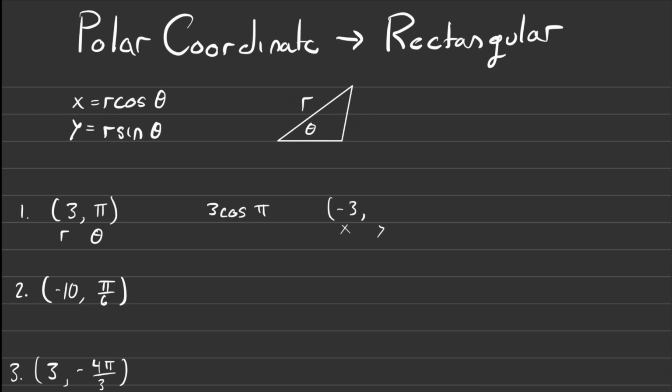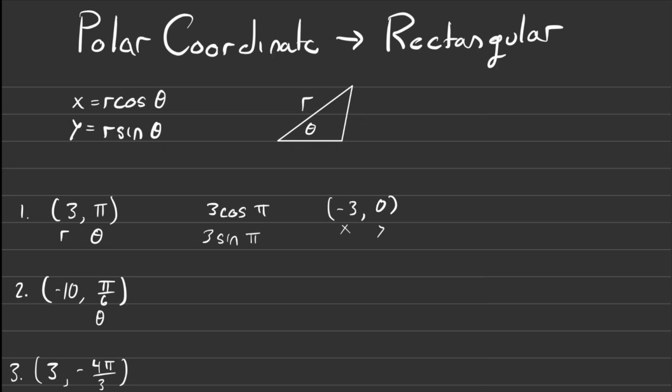Now for our y, we'll do 3 sine of pi. That is 0, so 0 times 3 equals 0. Great, so next question we have -10, and the angle is pi over 6.